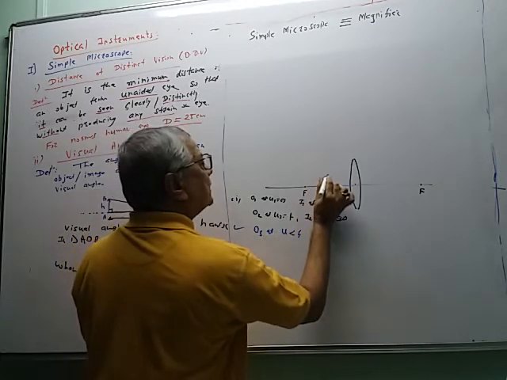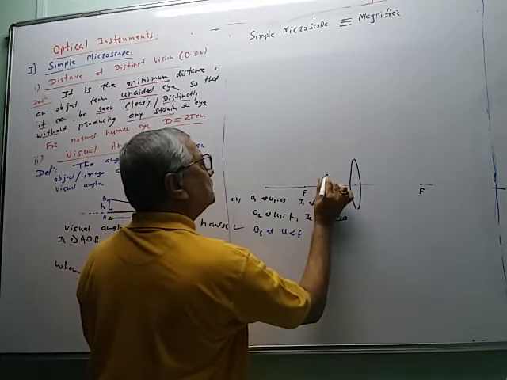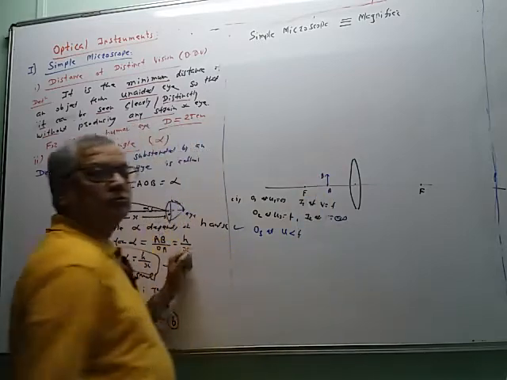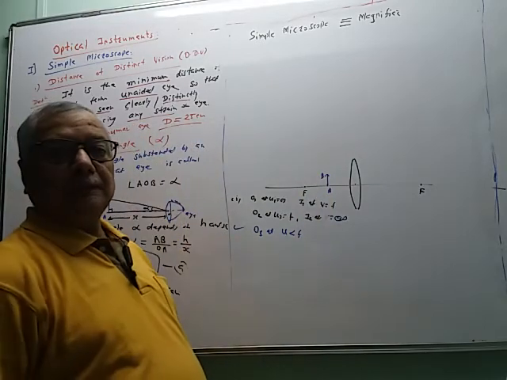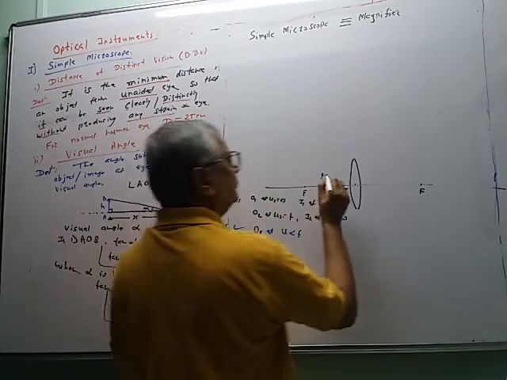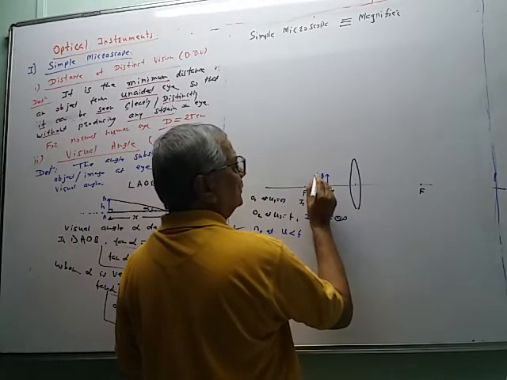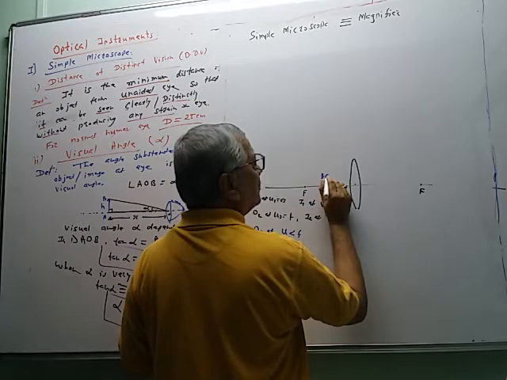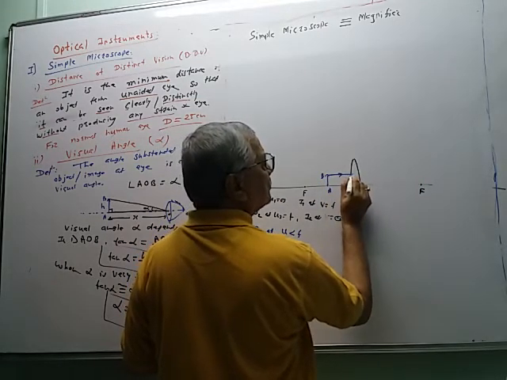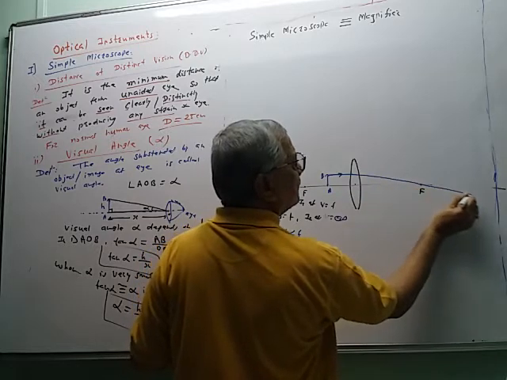हे समजा आपण ऑब्जेक्ट जर इथे ठेवलं तर आता इमेज काय मिळेल आपल्याला. सो वी नो द रूल फॉर इमेज फॉर्मेशन. Draw two rays from the top end B. One is drawn parallel to the principal axis. After refraction, it will pass through the focus.